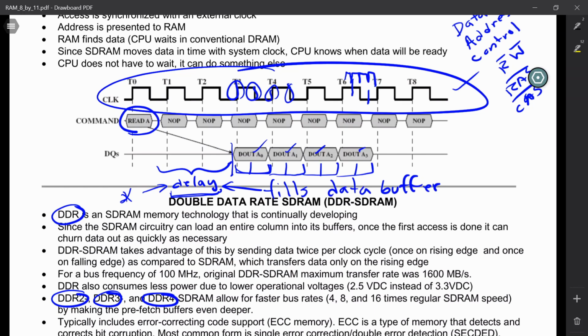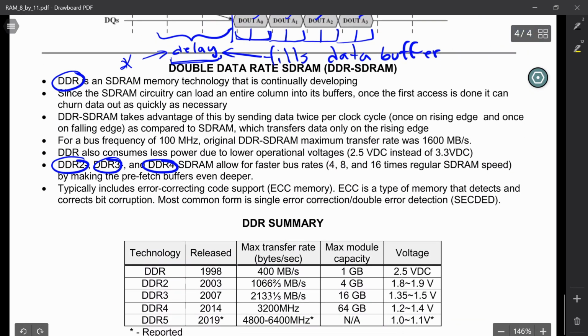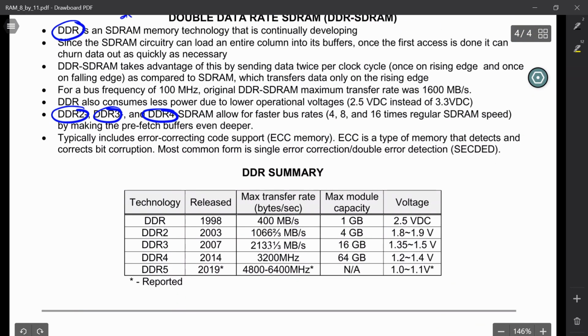But once again, every time you increase the speed at which you're sending data back, you're also increasing the delay it takes to fill the buffer. I have a little table down here, a summary of the data rates, and you can see that not only did the data rates increase, the physical connections were redefined between the memory and the processor, which made it so that the size of our memories were also able to increase.